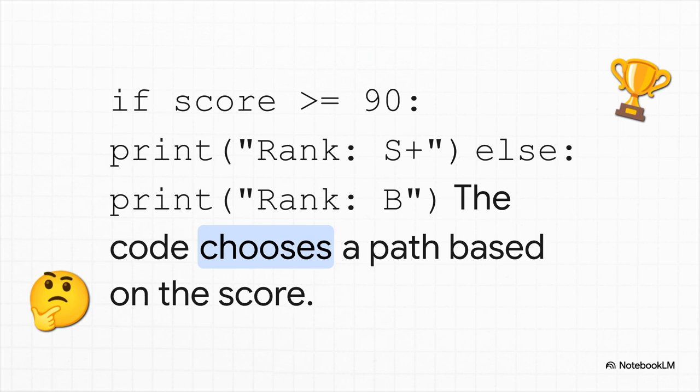Let's check out this example. The code looks at a player's score. If that score is 90 or higher, boom, it prints rank S+. But if it's not, if it's anything lower, then it prints rank B. Super simple, right? It's just one decision based on one simple rule.